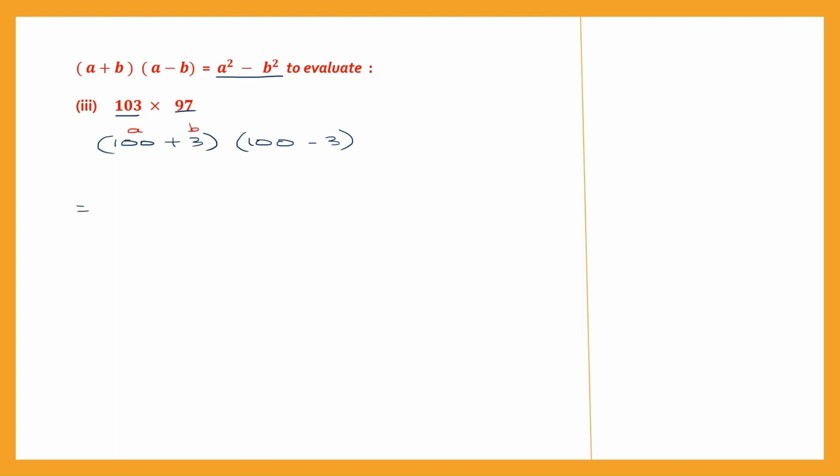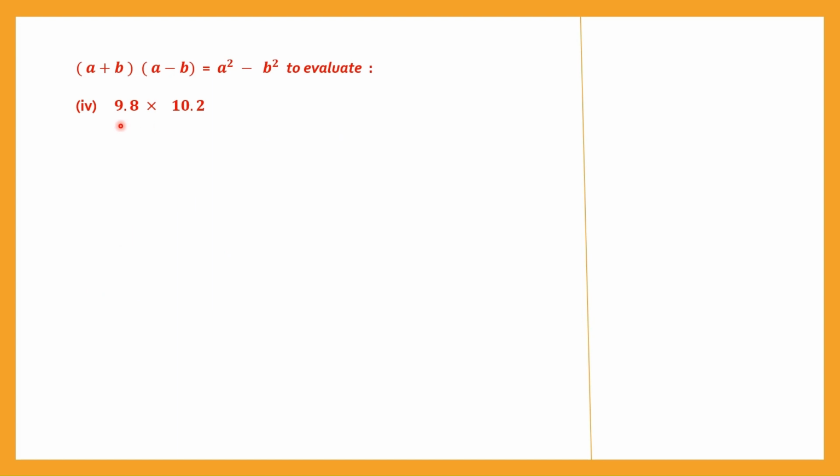So a square means a is 100 square plus b square, b is 3 square. So 100 into 100, that is 1 followed by 4 zeros. 1, 2, 3, 4. So this is 10,000 plus, this is minus. It's not plus, it's minus. 3 3s are 9. Now 10,000 minus 9, that will be 9,991. Okay, so this is our answer. So that is minus and not plus. Make that correction. Okay.